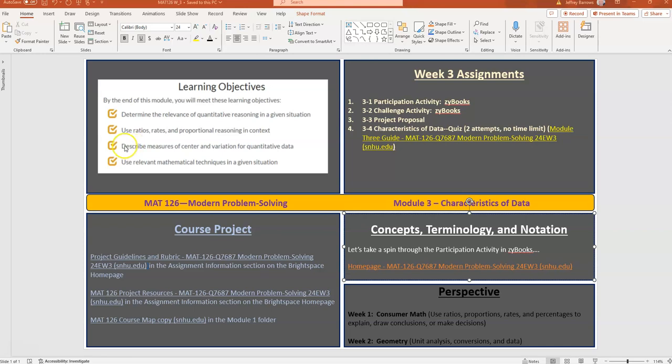The third one, especially as we start getting towards your course project, is data analysis. We're going to talk about measures of center and variation that are typically associated with a basic course in statistics. And then finally, use relevant mathematical techniques in a given situation.